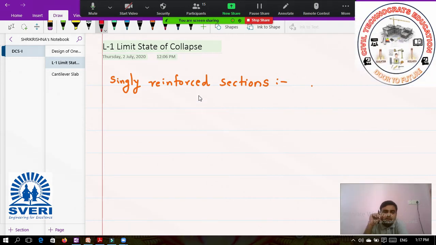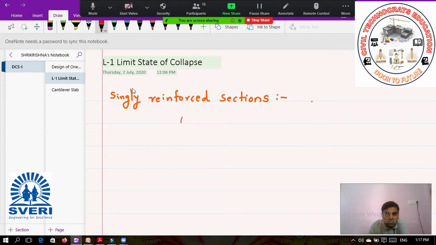In this, you should learn three types of sections: under reinforced sections, balanced section, and over reinforced section. One by one, we are going to see what is balanced section, what is under reinforced section, and what is over reinforced section. You might remember the things from the first lecture. We have drawn some diagrams.